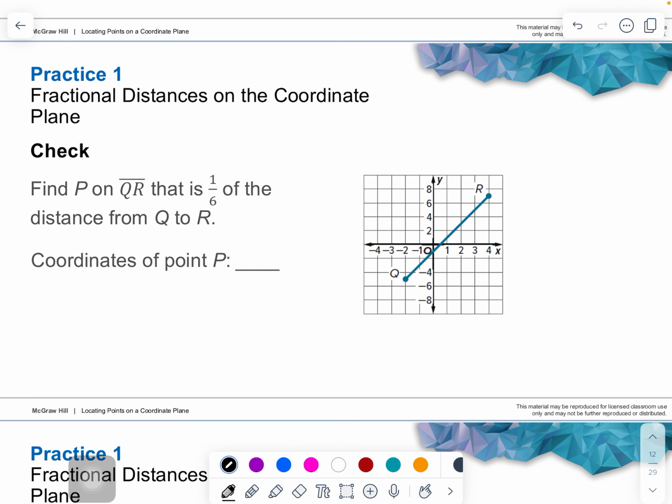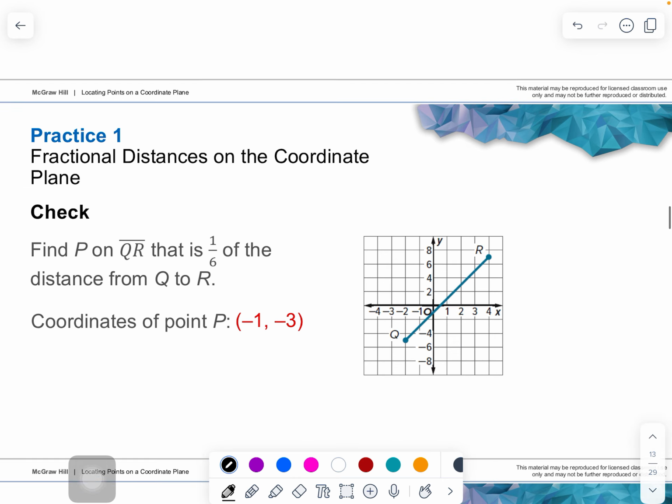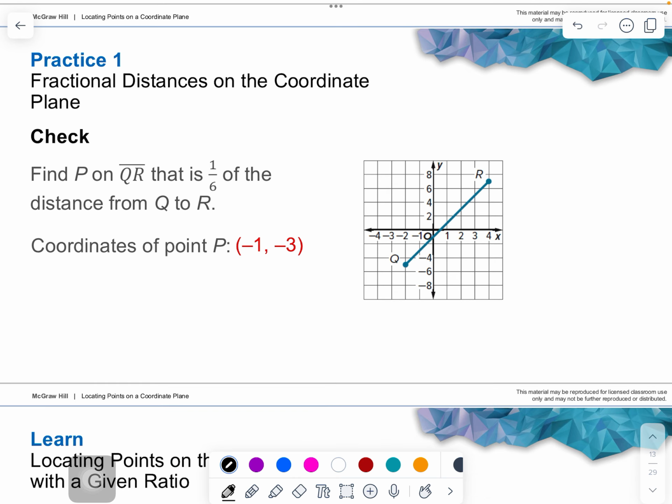Okay, now go ahead and try the practice on this one. Find P on QR that is 1/6 the distance from Q to R. Go ahead and pause me and check. Okay, now did you find that it was at -1, -3? I hope so.